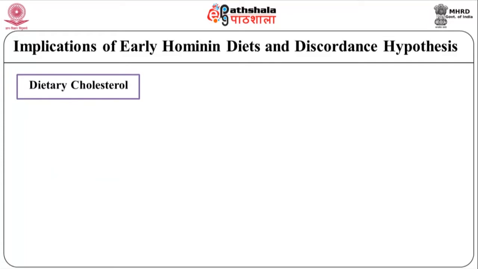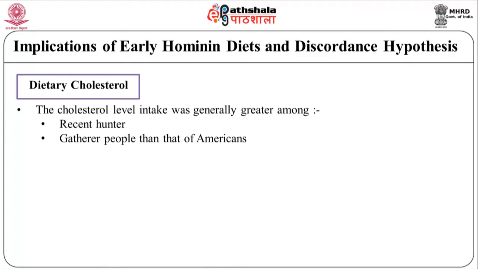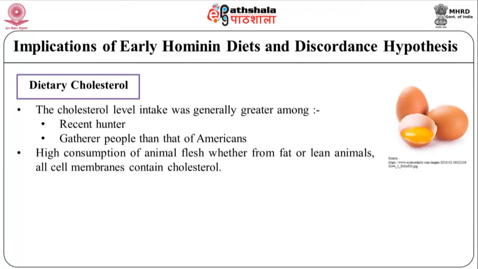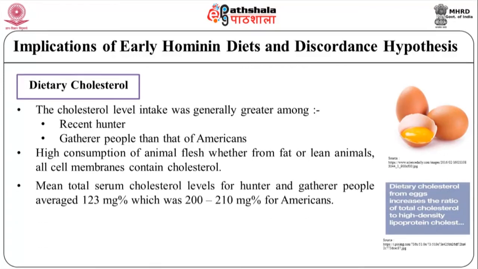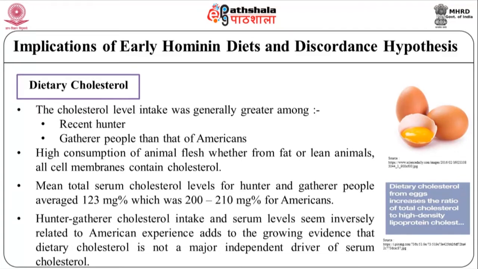Now let us see the dietary cholesterol. The cholesterol intake was generally greater among recent hunter-gatherer people than that of Americans because of high consumption of animal flesh, whether from fat or lean animals. All cell membranes contain cholesterol. Nevertheless, mean total serum cholesterol levels for hunter-gatherer people averaged 123 mg%, compared with 200 to 210 mg% for Americans. Hunter-gatherer cholesterol intake and serum levels seem inversely related to American experience, adding to the growing evidence that dietary cholesterol is not a major independent driver of serum cholesterol.